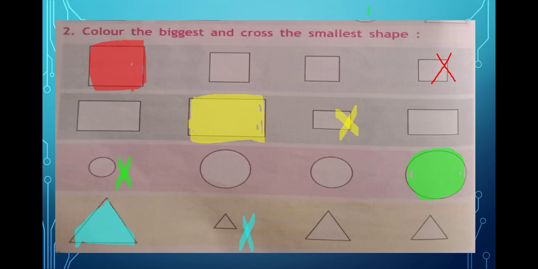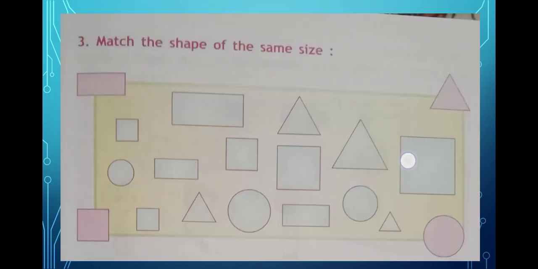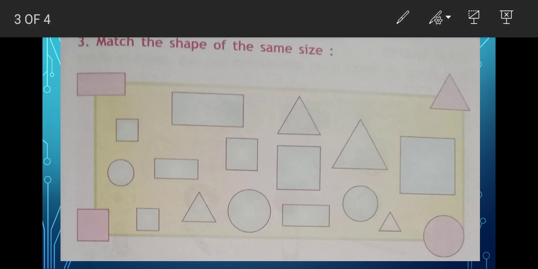Okay, so children, you will be doing right now in your textbook. No need to go for your copy. Okay, now the next question is number 3. Question number 3 is also of shapes. Okay, but what you have to do, you have to match the shape of the same size. Here no coloring. Here you have to match it. Okay, you may take the help of color pencil if you want to match. Okay, but no sketch pen, or simple pencil also you can take.